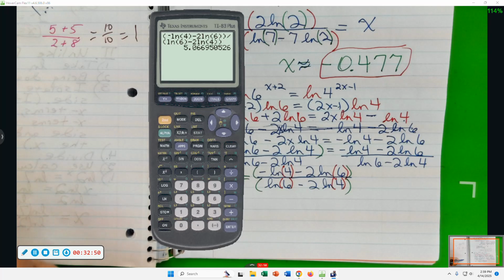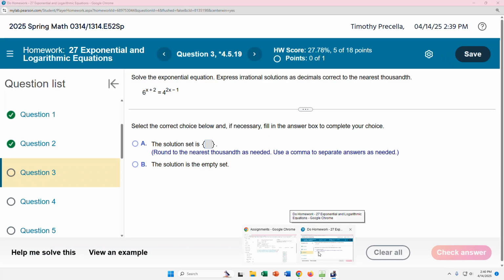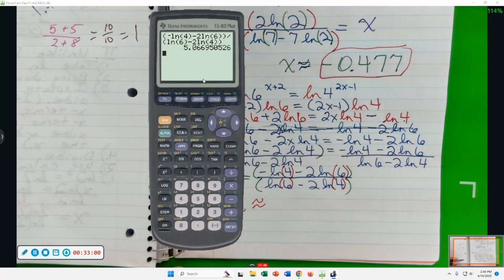How did it say to round? Oh, it says round to the nearest 1,000. How many digits is that? Tenths, hundredths, thousandths. That's 3 digits. So we're rounding to 3 decimal places.